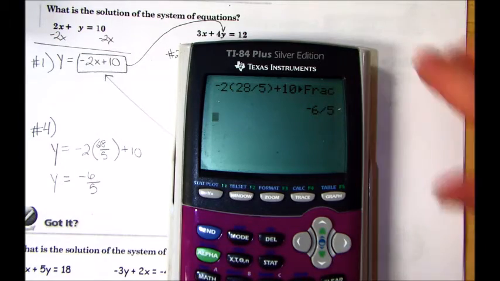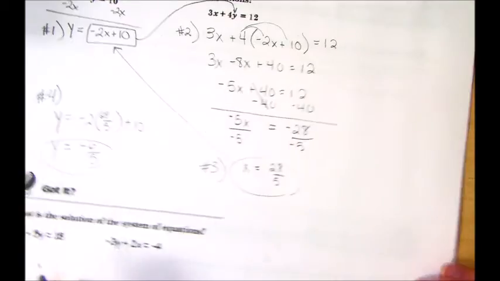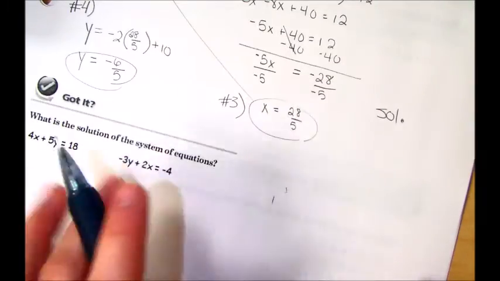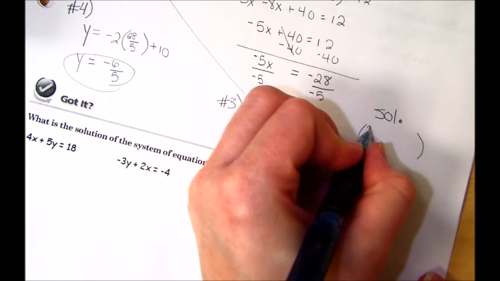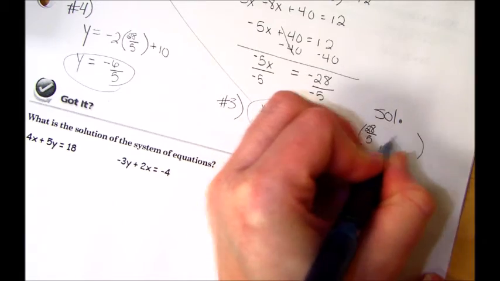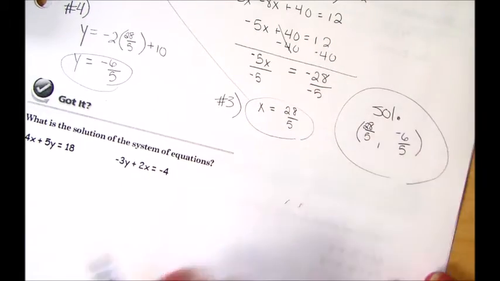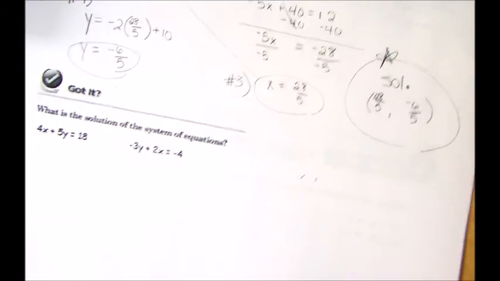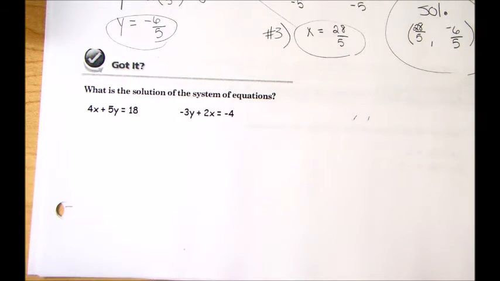Now, if we were to graph this one and try to figure out where it intersected, that would be crazy. We would have no idea. We would have to take a random guess. So the solution is much better found by substitution. And you do 28 over 5, comma, negative 6 over 5. If you insist on writing a decimal, this one would be okay because it would be a clean-cut decimal. Like there's no repeating numbers or anything. So I would allow that.